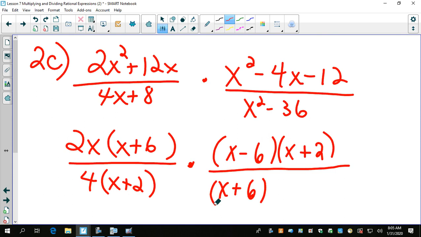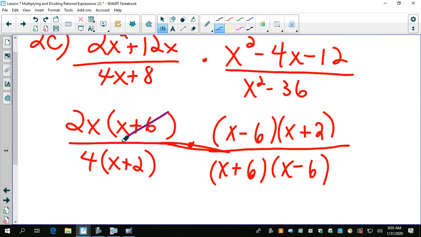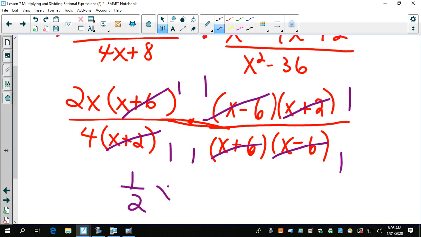X plus 6. Okay, now, you know how I wrote it as one big fraction before? You don't have to do that. It's really just like connecting it and then crossing out. So, what cancels? A lot. X plus 6. Remember to put your 1s. X plus 2s. Oh, look at that. X minus 6s. Oh! 1/2 x. Beautiful. I love when they cancel like that.